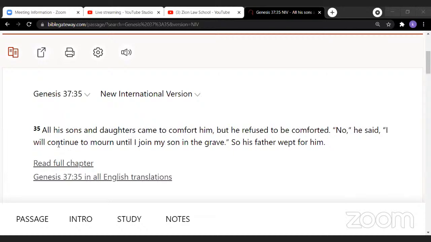Okay, so here's Genesis chapter 37, verse 35. Jediah, do you want to read it? Sure. All his sons and daughters came to comfort him, but he refused to be comforted. No, he said, I will continue to mourn until I join my son in the grave. So his father wept for him. Okay, comment? The context of it, let me go back to the document.